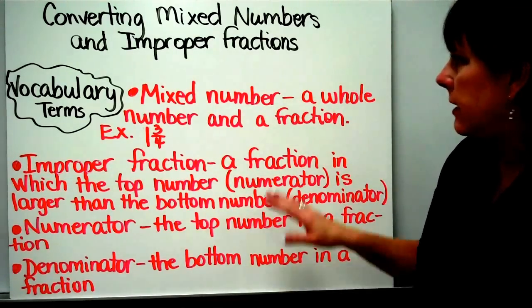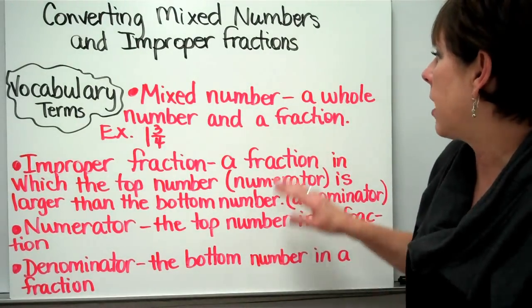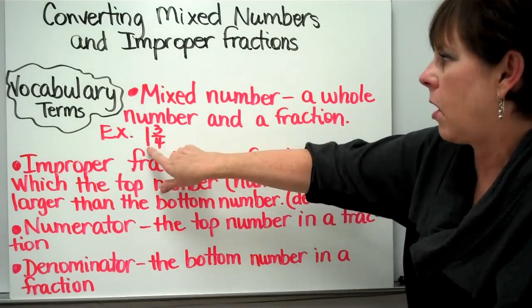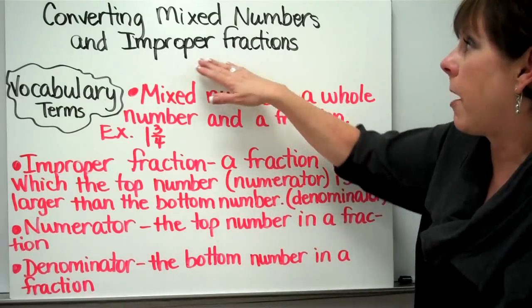First of all, vocabulary terms. What is a mixed number? A mixed number is a whole number and a fraction. Whole number and a fraction, for example. What is an improper fraction?